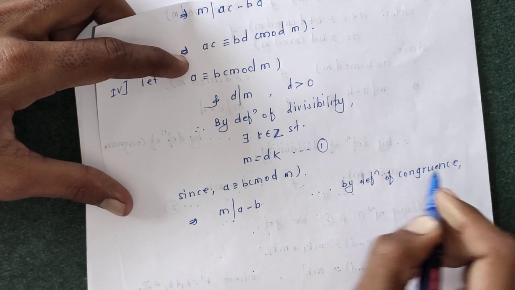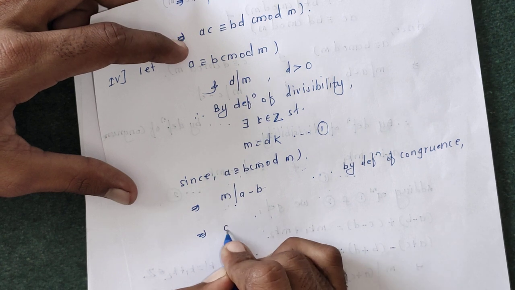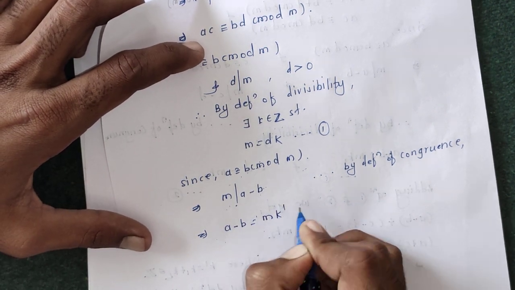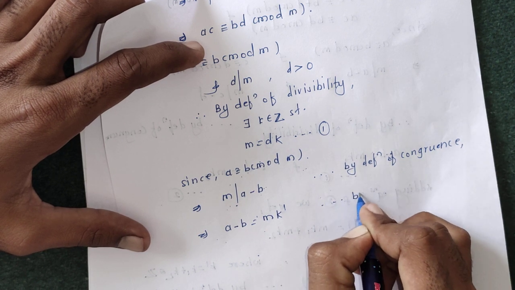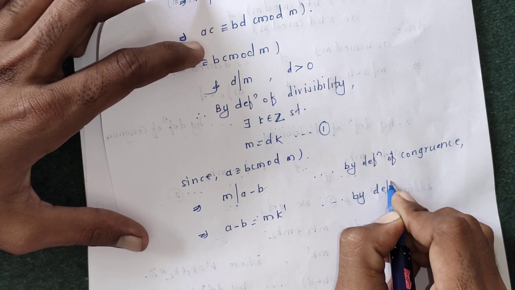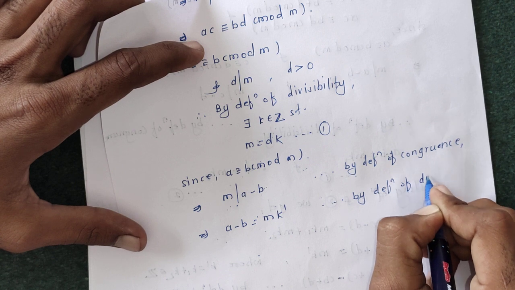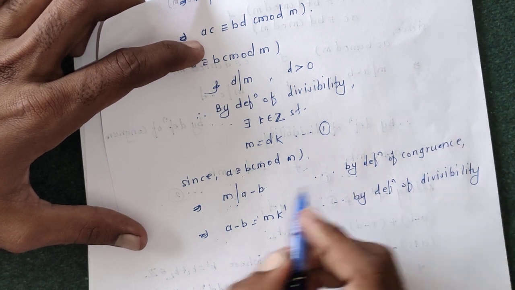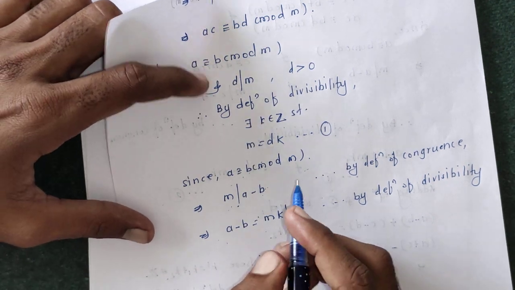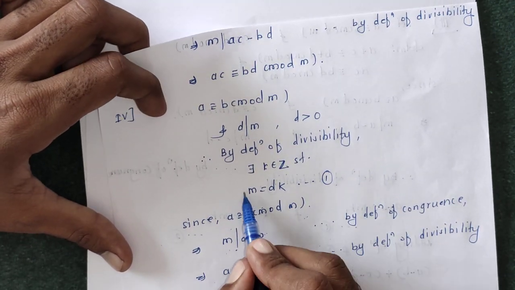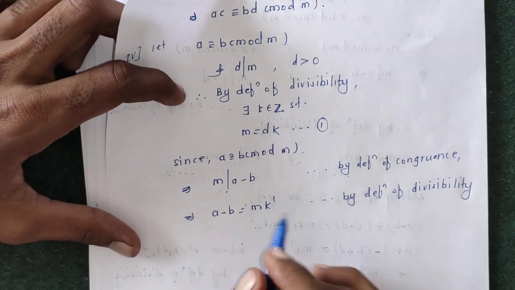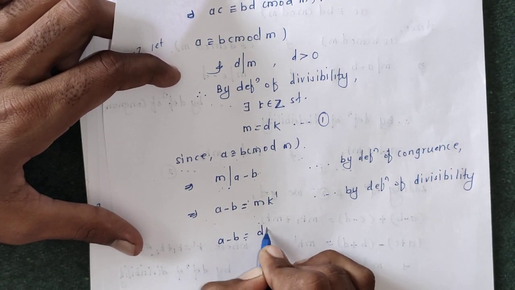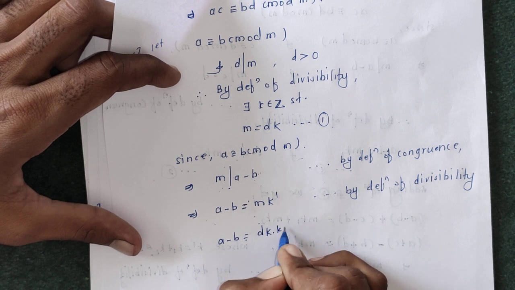This is from the definition of congruence. This gives us a minus b equals m times some k prime by definition of divisibility. But from equation 1 we have m equals dk. So putting the value of m here, we get a minus b equals dk times k prime.